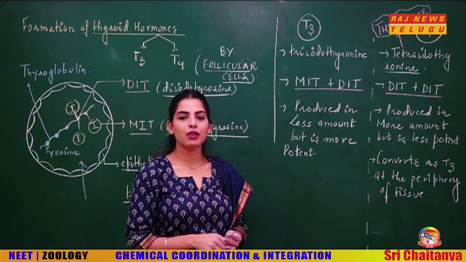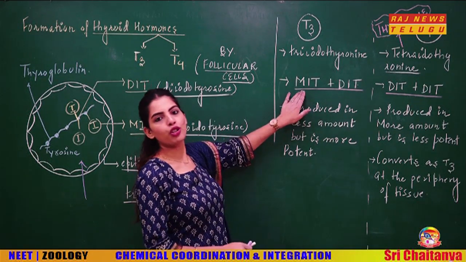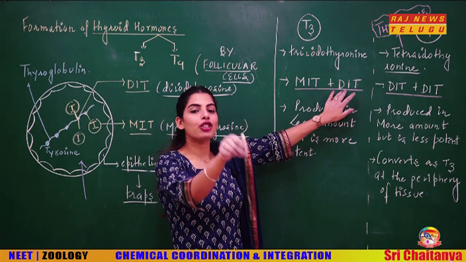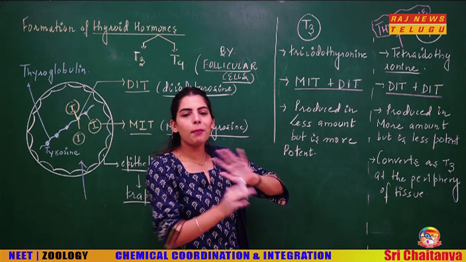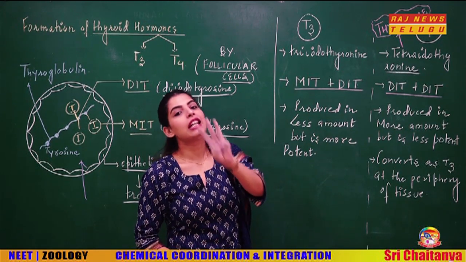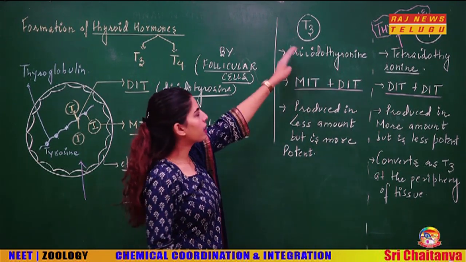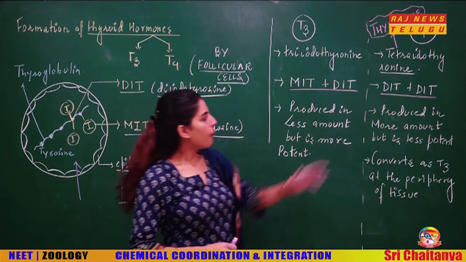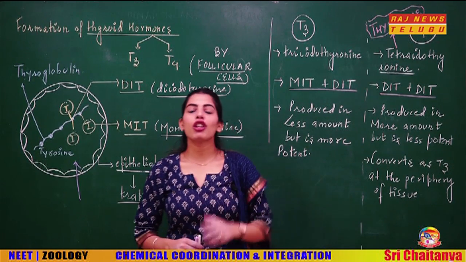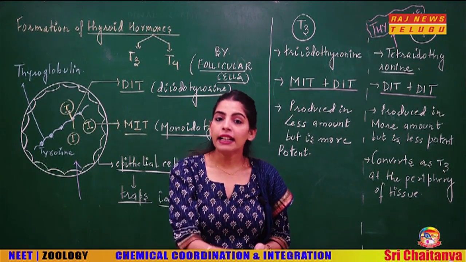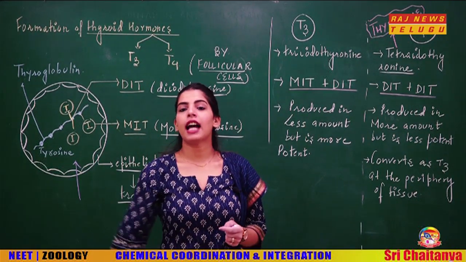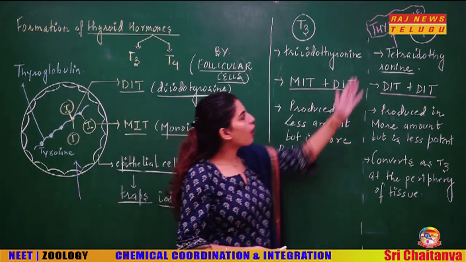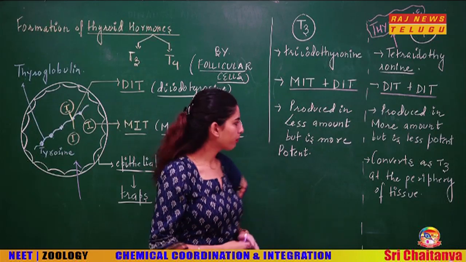And how is this T3 formed? Once one monoiodotyrosine combines with one diiodotyrosine, when these two combine, overall you see 3 iodines in T3. But when I say the formation of thyroxine, actually one DIT combines with another DIT, and overall you see 4 iodines. That is how your thyroxine is formed.